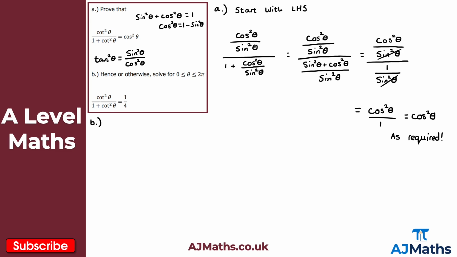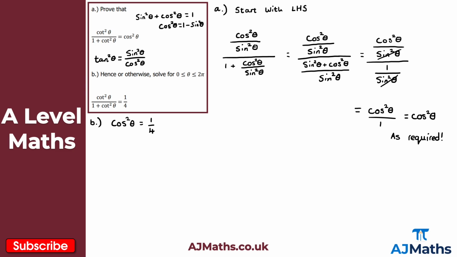So notice the left-hand side is exactly what we have here in part A, and this is equal to 1 over 4. So basically, because we have the same left-hand side here as what we had in part A, I can just replace that with cos squared theta. So we have cos squared theta is equal to 1 over 4.